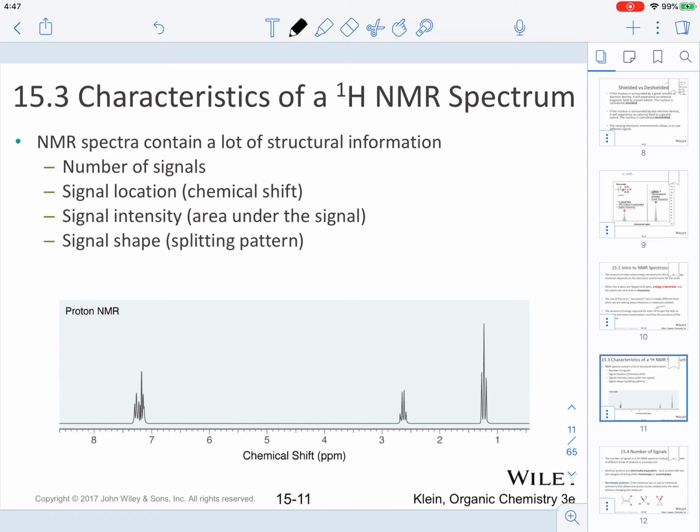The signal shape, or splitting pattern, actually pertains to how the protons within a molecule are going to allow each other to create a specific order of peaks depending on what is neighboring a specific type of hydrogen.